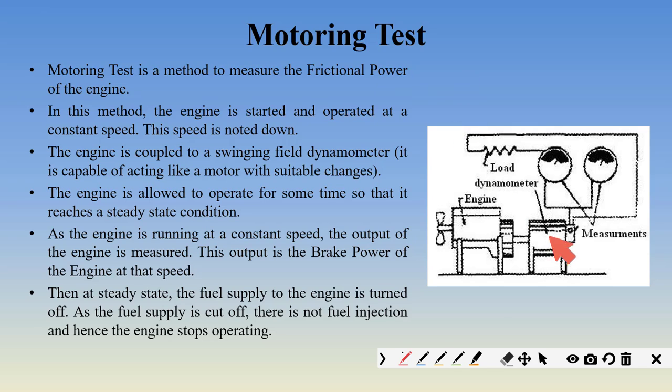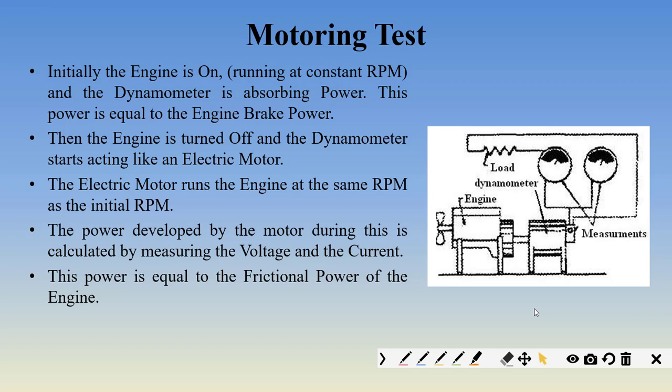So in the motoring test, you get both brake power and frictional power. By adding brake power and frictional power, you can also get the indicated power. This is another method, along with the Williams line method and the Morse test. All these three methods are used to measure friction power.